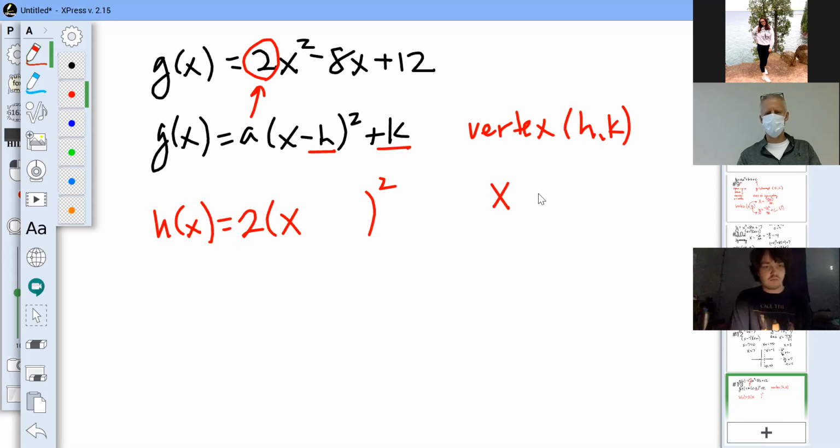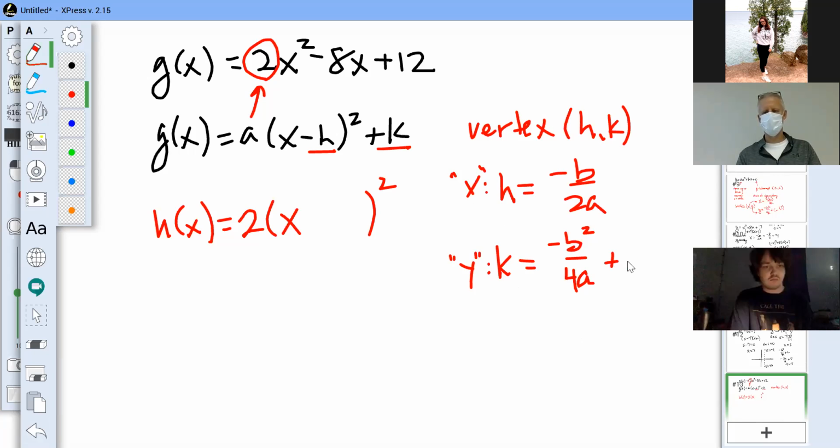So your x value, your h value of your vertex, is minus b over 2a. The k value of your vertex, well, this is your x value, so h, and this is your y value, k, are these two calculations right here. So your a value is 2, your b value is -8, and your c value is 12. You plug them into those two little formulas.